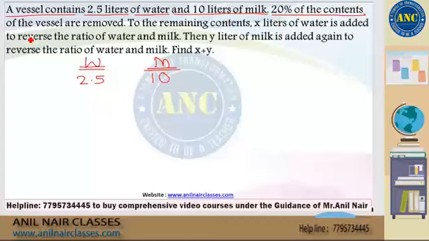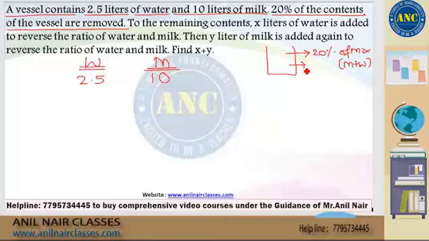20% of the contents of the vessel are removed. What is the meaning of 20% of the mixture is removed? 20% of the mixture removed means 20% of water is removed, and also 20% of milk is removed. The mixture is nothing but both milk and water. So 20% of milk is removed and also 20% of water is removed.